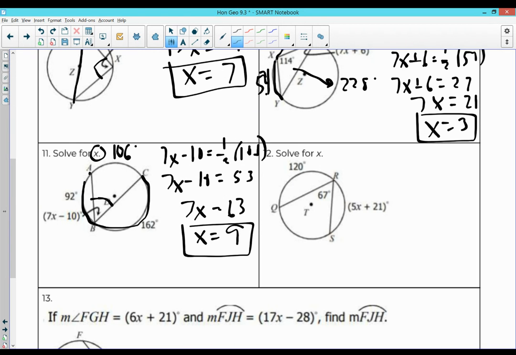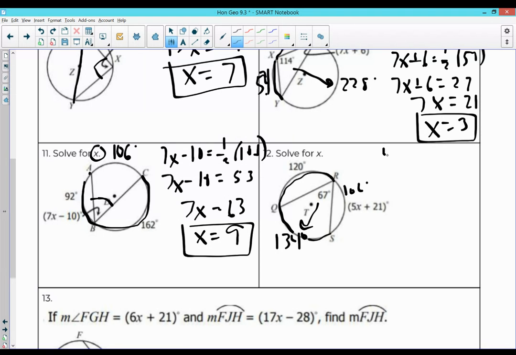This is fun, this last one, a little different. So here, our inscribed angle is 67 degrees. That means the measure of the intercepting arc is 134 degrees. And if I have these two parts, I can add and subtract from 360 to get 106 here.